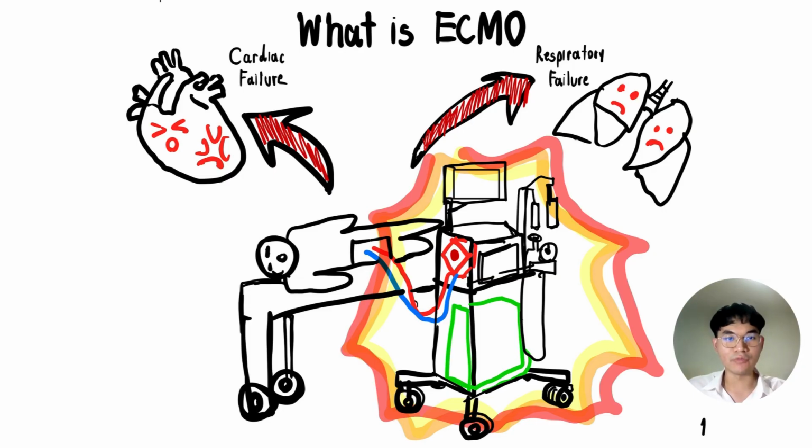ECMO is a life-saving technique used in critical care where blood is pumped outside of the body to a heart-lung machine that removes carbon dioxide, adds oxygen, and then returns it to the body. This allows the heart and lung to rest when they cannot function adequately on their own. The reason for using ECMO is to support the treatment in cases of severe respiratory or cardiac failure with high risk of death. ECMO is not the treatment itself, but it is a life support system that extends the time for the severe patient to recover from their disorder.